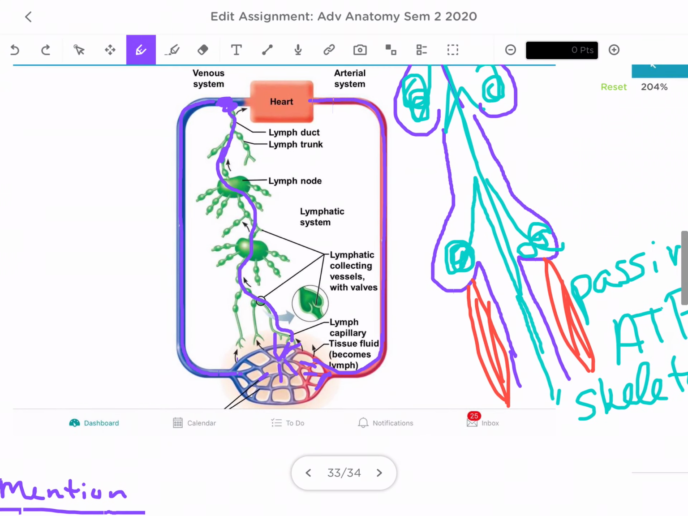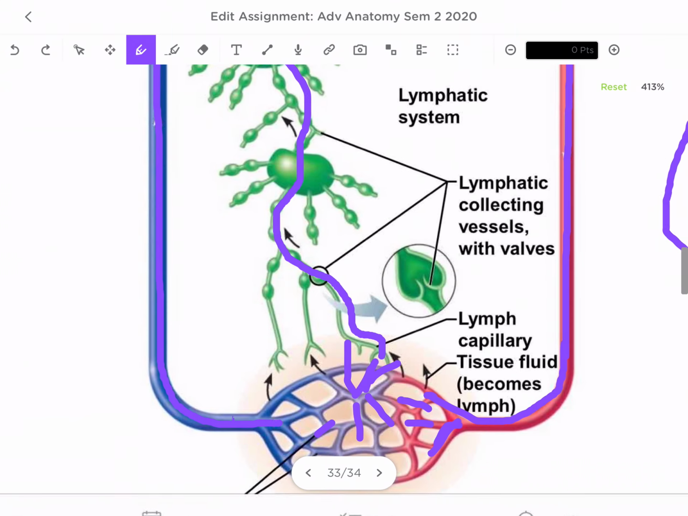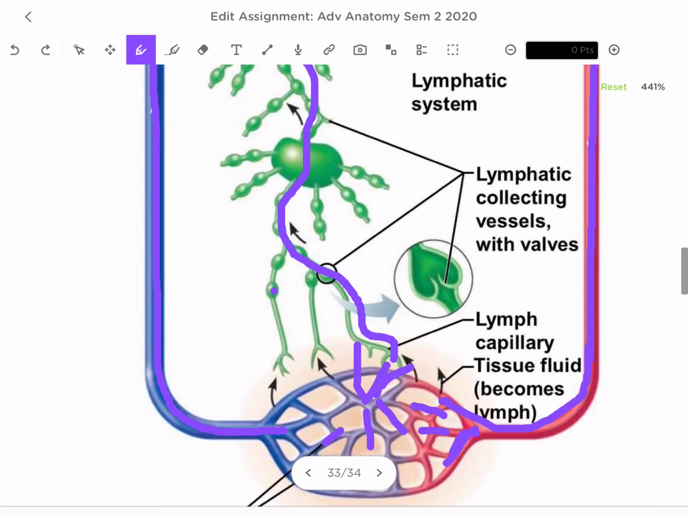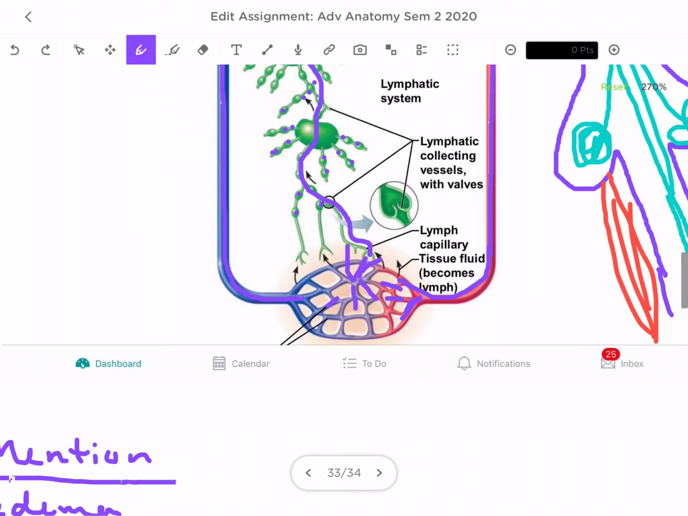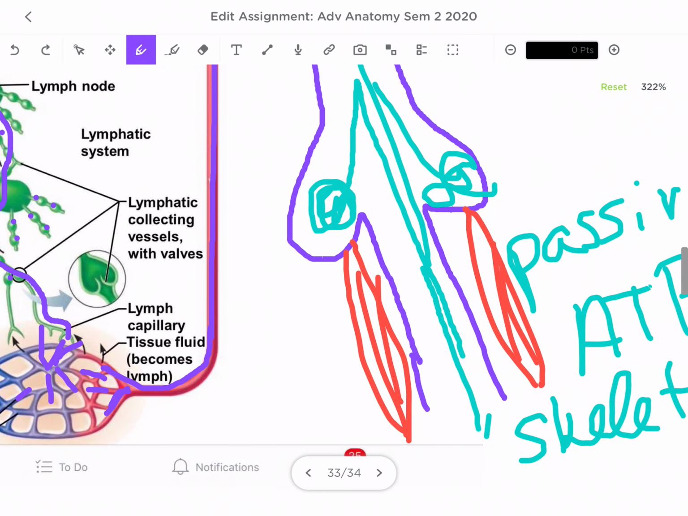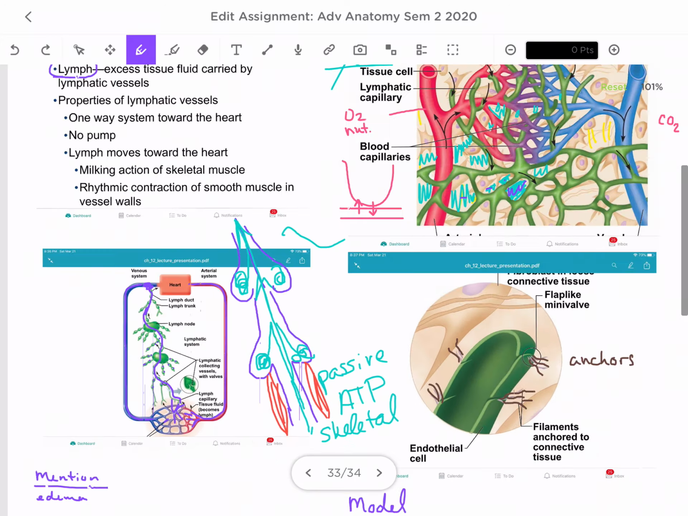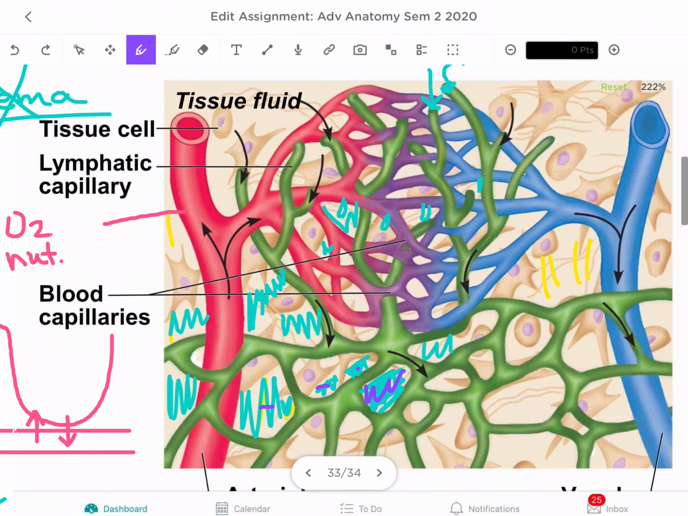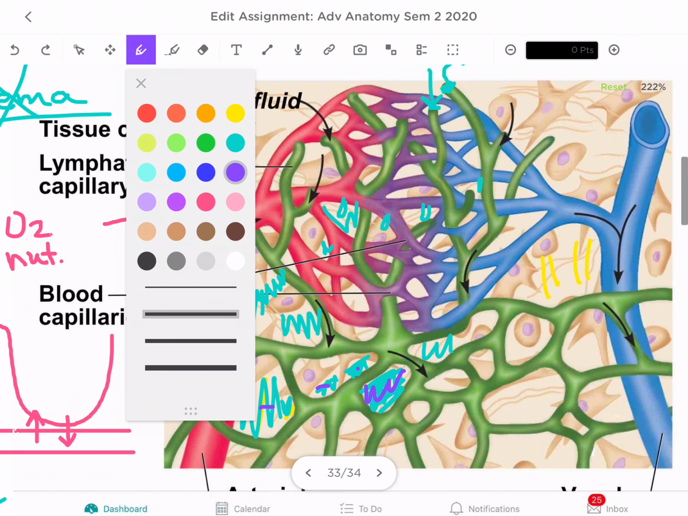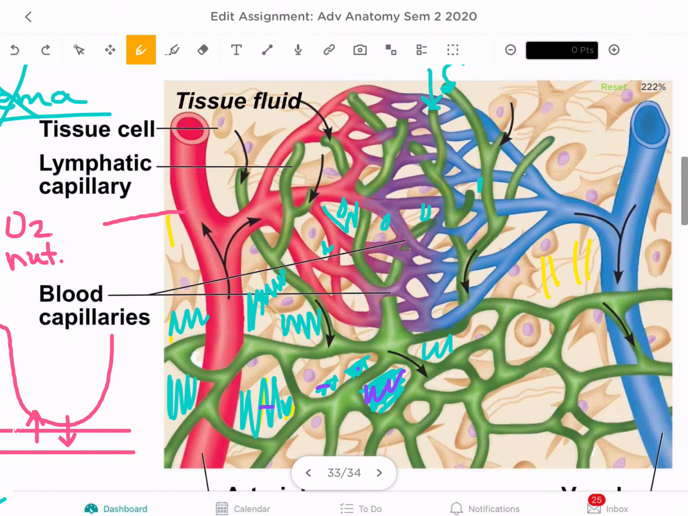Now, you can also see something else we didn't talk about yet. See all these circle-y things on here on the way back? Those are all lymph nodes, because when fluid... let's go back to a different picture because it's easier to see. See all this fluid that leaked out of the blood?